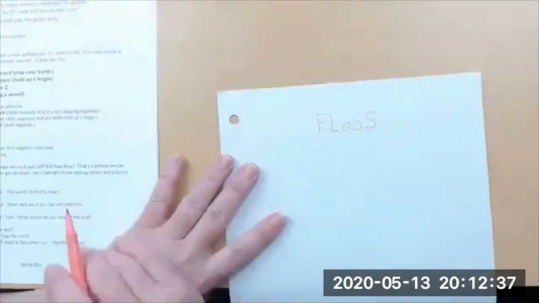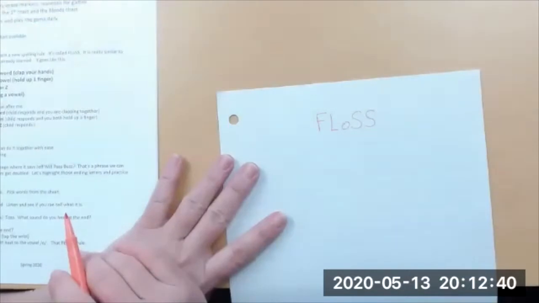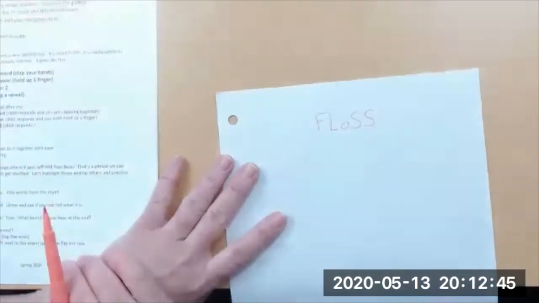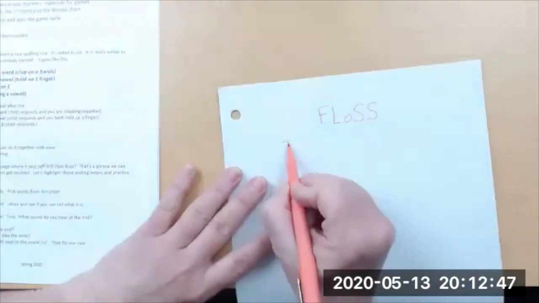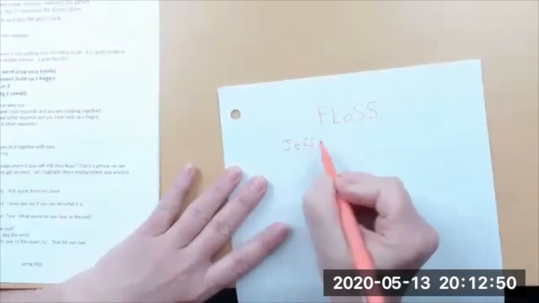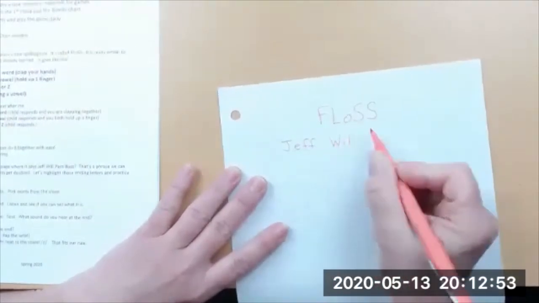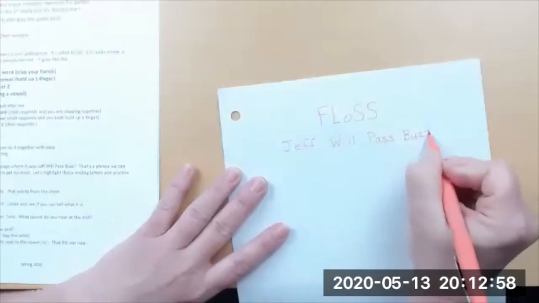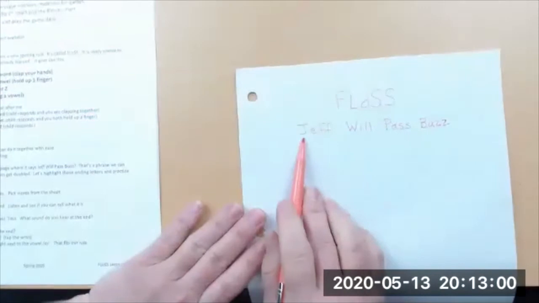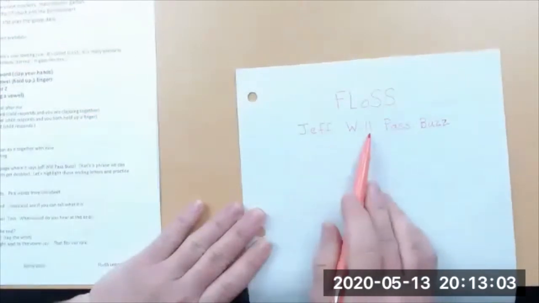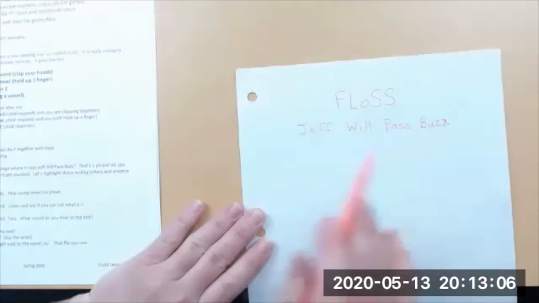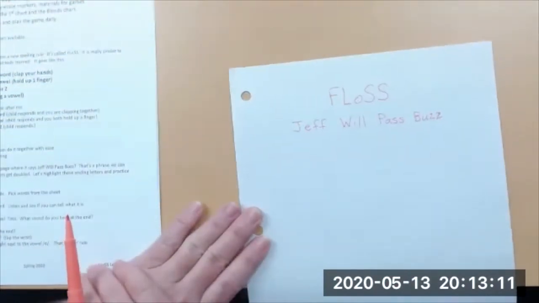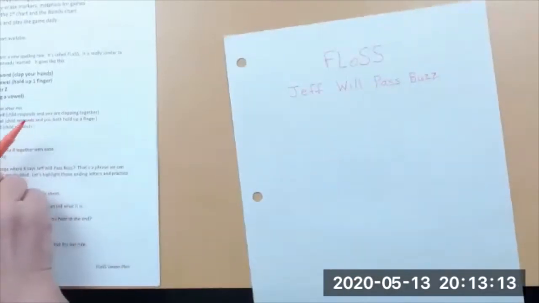And we didn't put the Z on there because the Z doesn't show up very much. But this says FLoSS, and this is called the FLoSS rule. I know something else that can help us remember the FLoSS rule. This is a little reminder for us, a little saying that helps us remember the FLoSS rule. It's Jeff will pass Buzz. You say that after me. Jeff will pass Buzz. Jeff will pass Buzz.